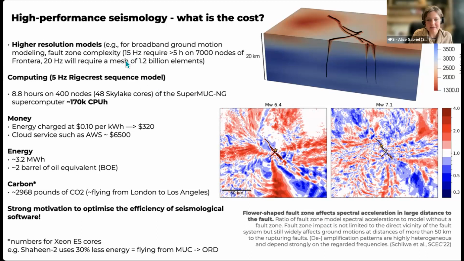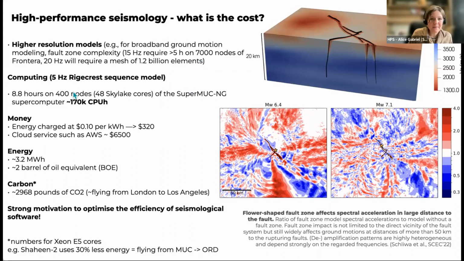Here's just one example, which I kind of scaled up to get a very expensive simulation. So imagine we want to model not only all of this complexity that happens at the source in these two earthquakes interacting with each other, but we also want to reach 15 Hertz in the wave propagation part. And that could require more than 5 hours on 7,000 nodes of Frontera. So this is almost a full machine, not quite, but 7/8 of the full machine of Frontera, blocking that for 5 hours. If you go to 20 Hertz, that is even a larger mesh of 1.2 billion elements.